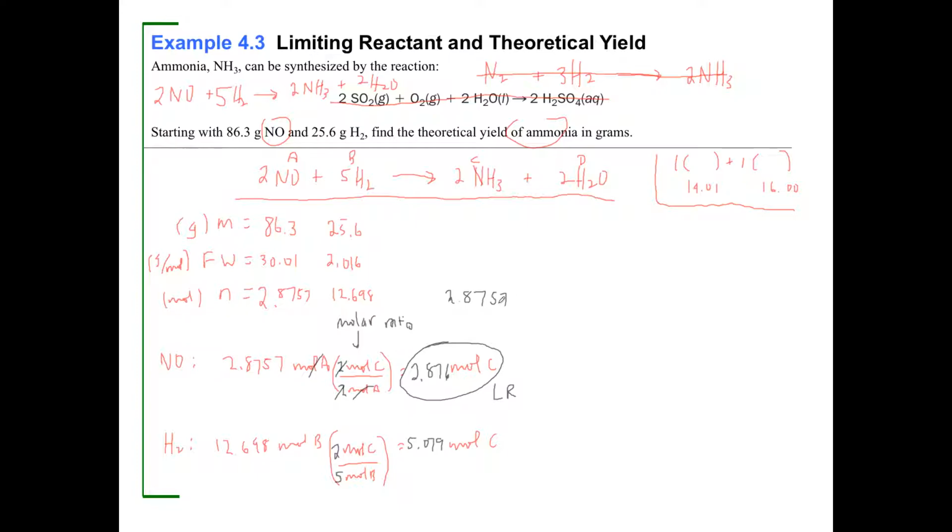So it's 2.8757 moles of ammonia. The formula weight of ammonia is 1 times nitrogen plus 3 times hydrogen: 1.008 times 3 plus 14.01 is 17.034.